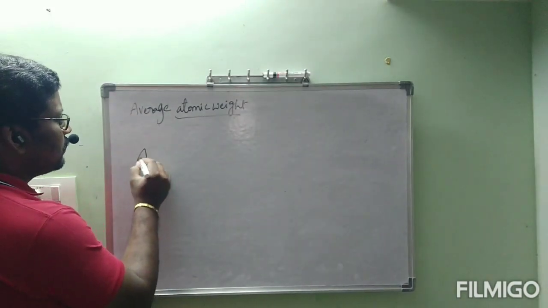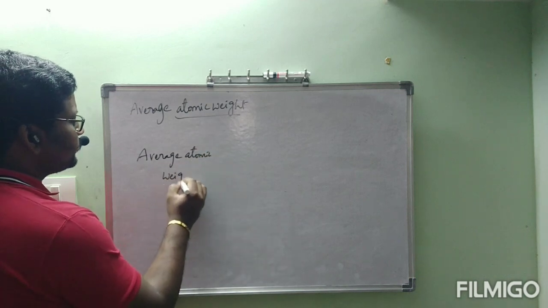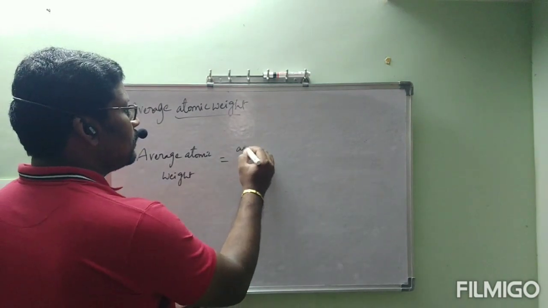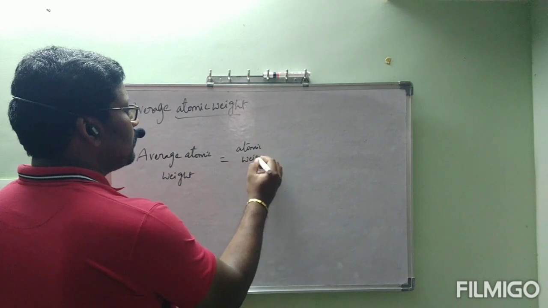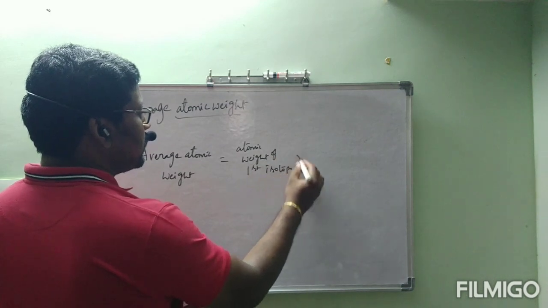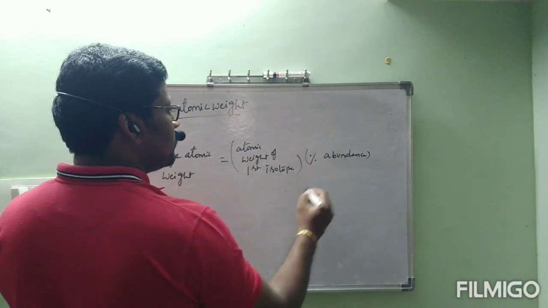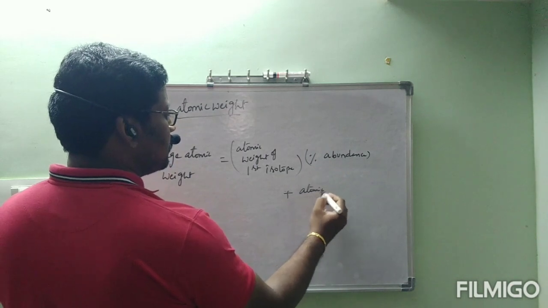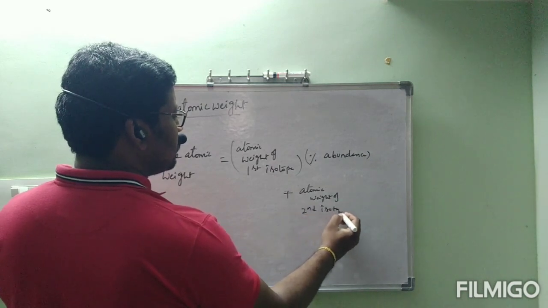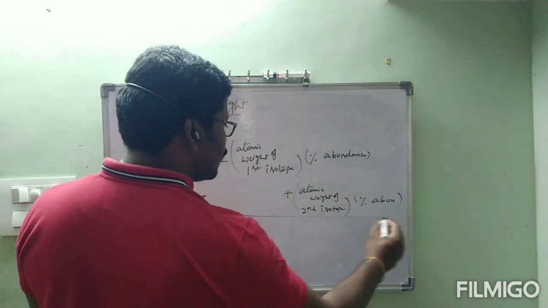Average atomic weight is equal to atomic weight of first isotope into percentage abundance, plus atomic weight of second isotope into percentage abundance, whole divided by 100.